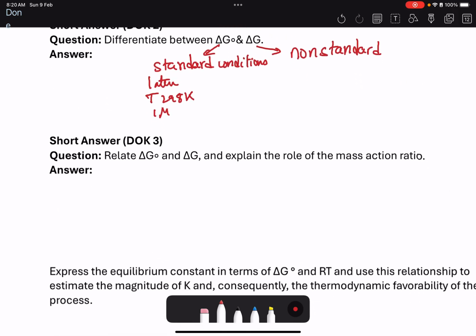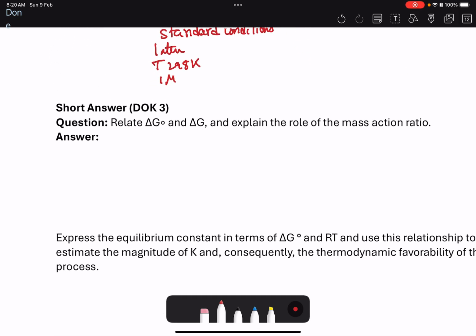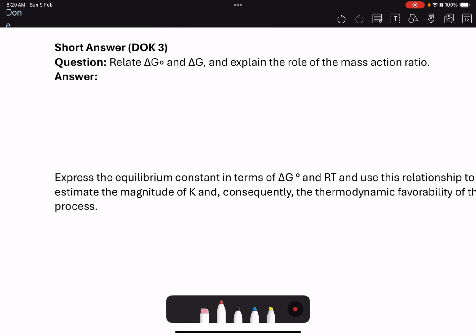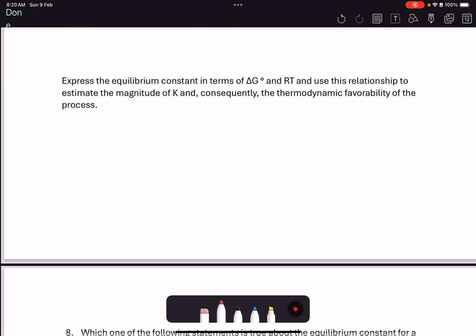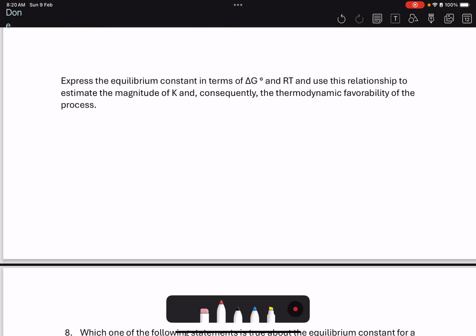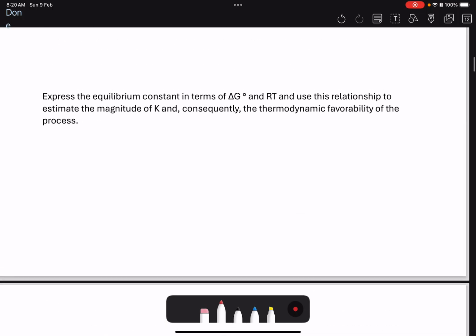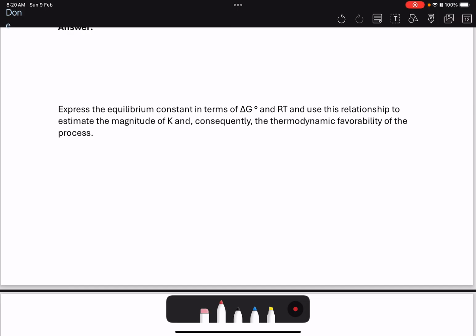Now, next, express the equilibrium constant in terms of delta G and RT, and use this relationship to estimate the magnitude of K and the thermodynamic favorability of the process. When you are given those graphs to determine where is the equilibrium, or where are we from the equilibrium, you just have to understand this.